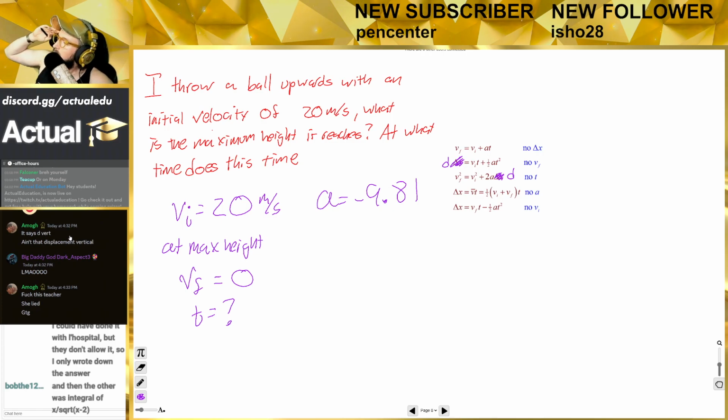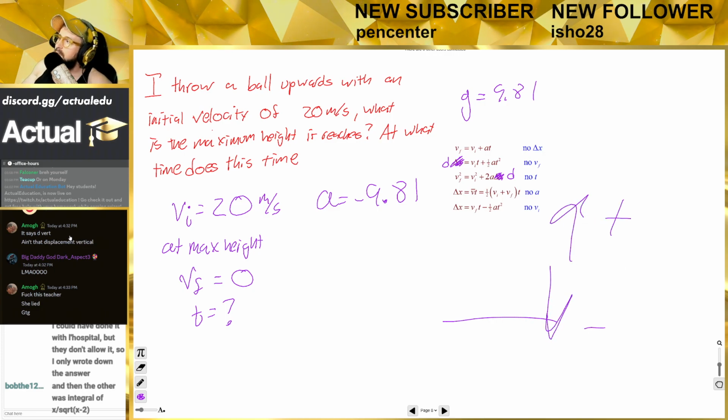When do you use negative or positive? So technically, Ethan, g is equal to 9.81, but that's the magnitude of gravity. Depending on your coordinate system, like if you're calling down negative and up positive, that tells you whether this acceleration is positive or negative.